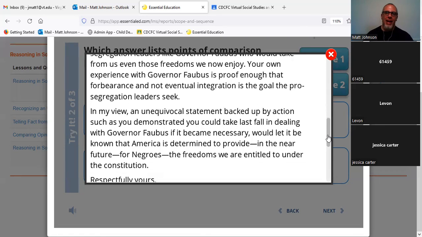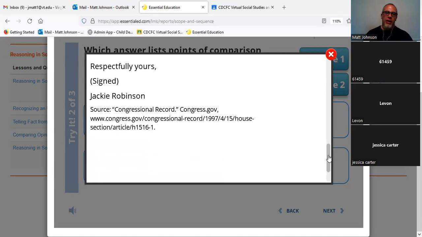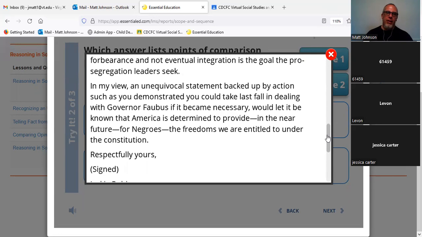In my view, an unequivocal statement backed up by actions such as you demonstrated you could take last fall in dealing with Governor Faubus, if it became necessary, would let it be known that America is determined to provide in the near future for Negroes the freedoms we are entitled to under the Constitution. Respectfully yours, Jackie Robinson.